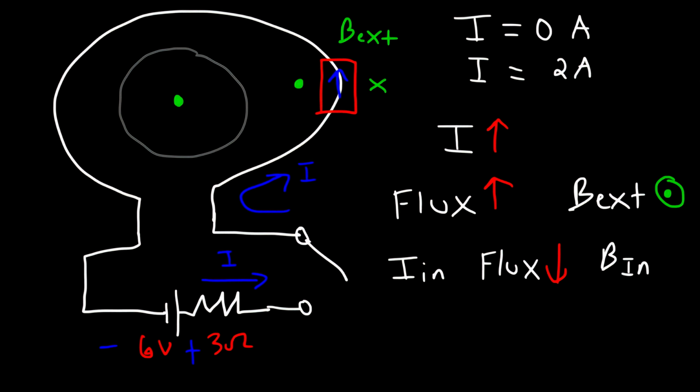Now, because the induced current wants to oppose the increase in flux, the external magnetic field and the induced magnetic field will be in opposite directions. So the induced magnetic field will be going into the page at the center of the loop. So I'm going to represent that in blue.